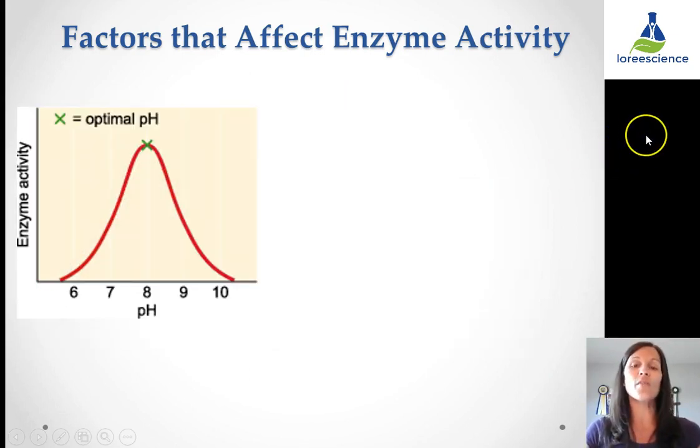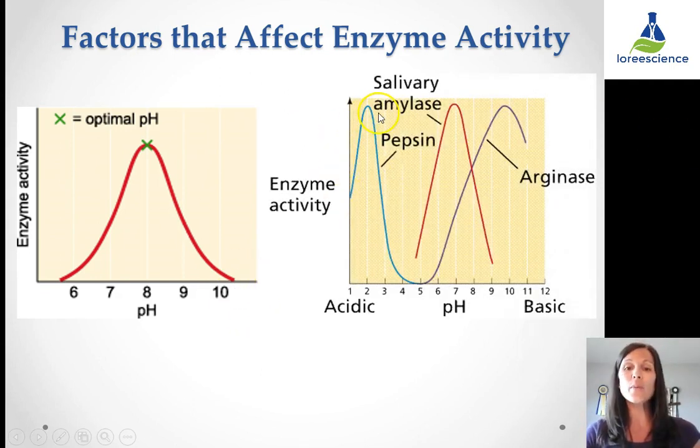pH level also affects enzyme activity. If we think about enzymes being proteins and how proteins get their tertiary and quaternary structure, pH will change the environment, which will change how those proteins fold and take their shape. So enzymes will have an optimal pH. If you become more acidic or more basic, their shape will begin to change and they will no longer be as effective or effective at all. Some examples of this are pepsin, salivary amylase, and arginase.